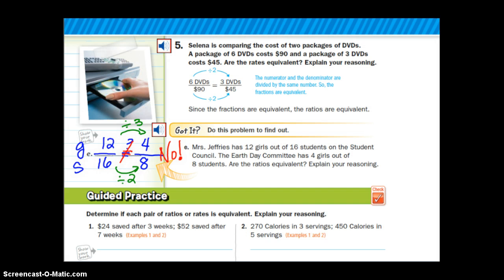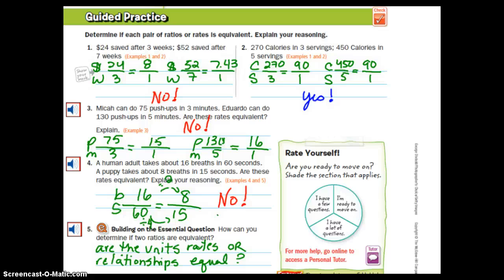So when I did this problem, I saw that in my relationship on the top, or numerator, I divided by 3, but the denominator I divided by 2. That means they are not equivalent. The answer to this is no. Please do the guided practice. When you're done, come back and check your answers. See you soon. Welcome back.